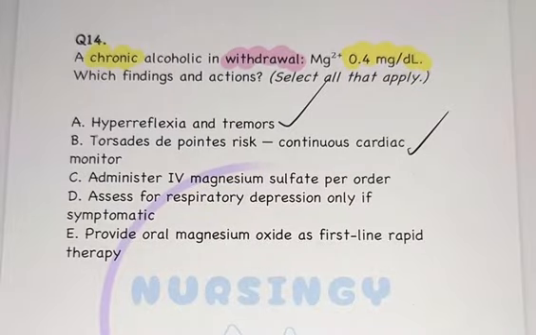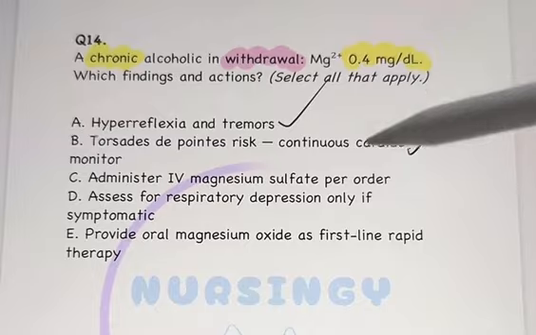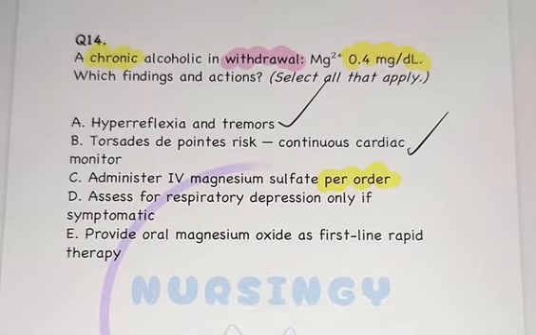What about C, guys? Administer IV magnesium sulfate per order. So this is the golden rule. It is per order. Is it going to be correct? C, yes. So we have a golden rule for NCLEX. Most of the time, as prescribed, per order, is correct.